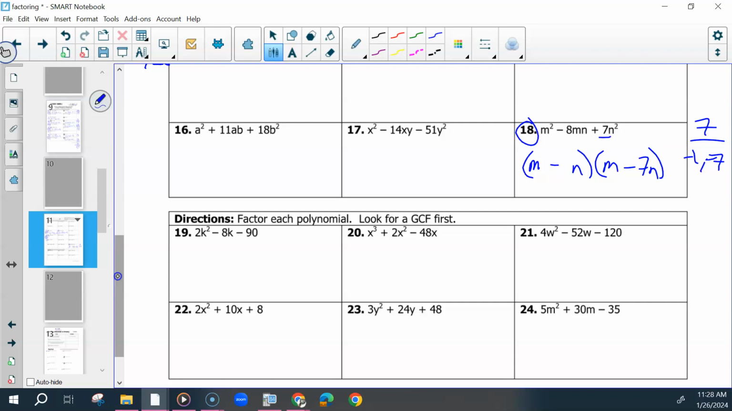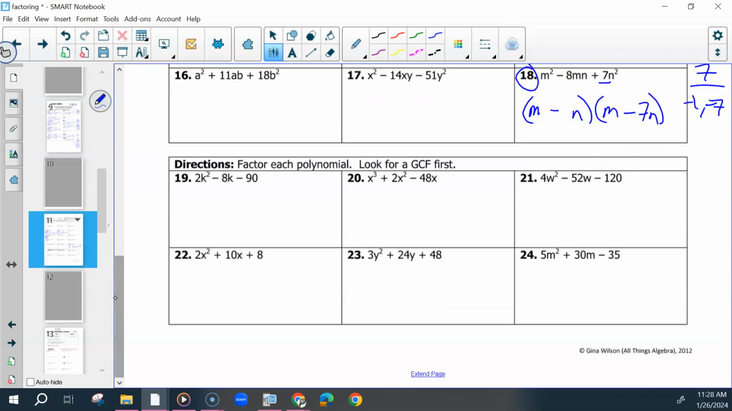Okay. This next part is basically what we just did, but it's adding GCF. So in general, GCF can be found in all of our different factoring problems. So if we factor it out first, then we can keep going. Next class, we'll talk about how to actually factor this if it didn't have a GCF. But for now, 19, is there something we can divide each of these by? 2. So when I divide each one by 2, what's left? k squared minus 4k minus 45.